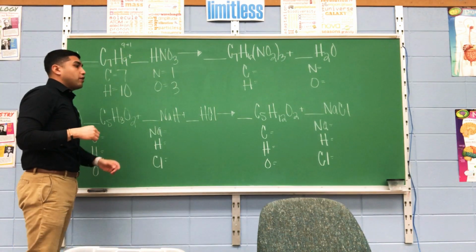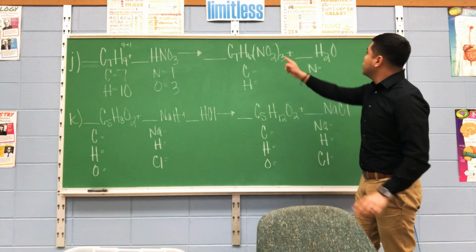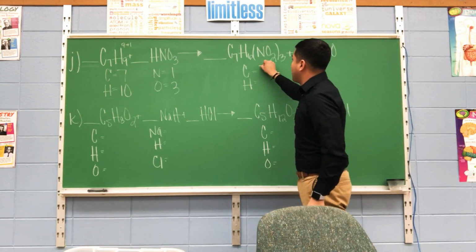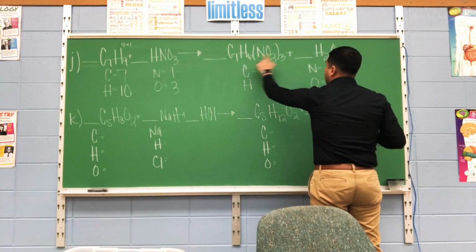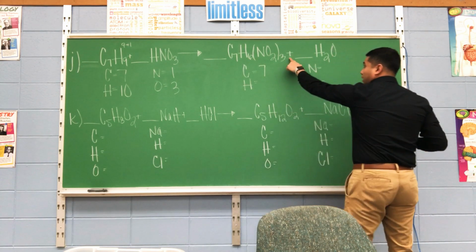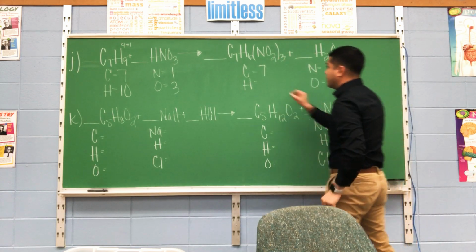Do the same thing for my right side. What I'm going to do is count the atoms once again. Carbon, I also have 7 on my right side, right there. Hydrogen, I have 6 plus the 2 over here. 6 plus the 2 gives me 8.